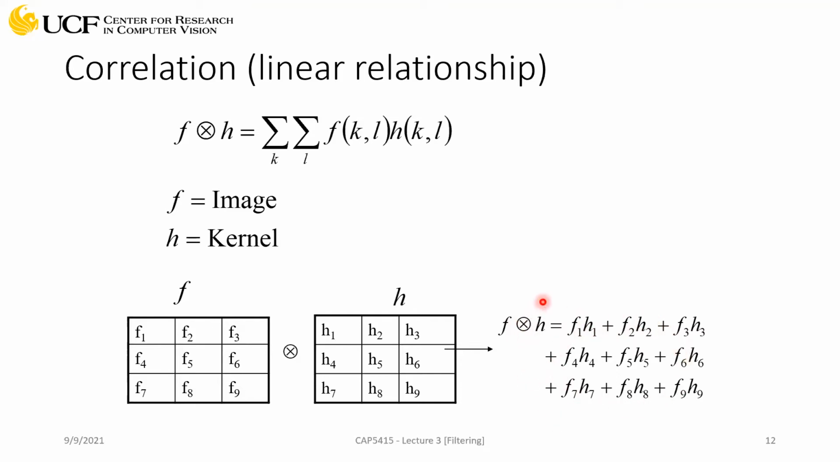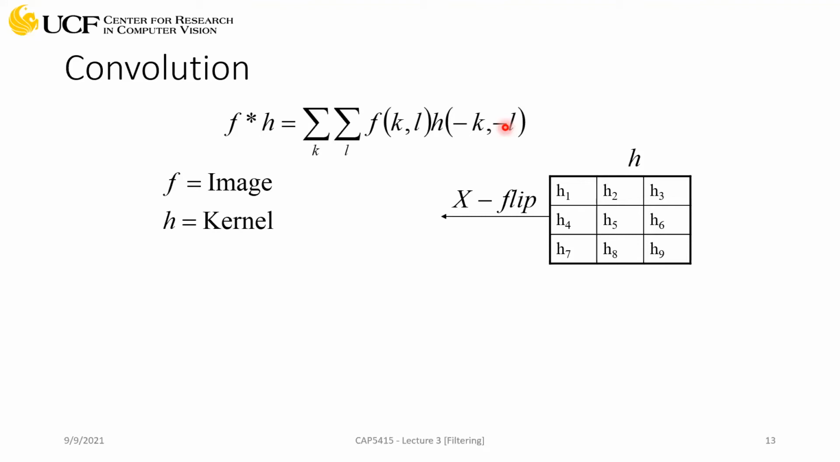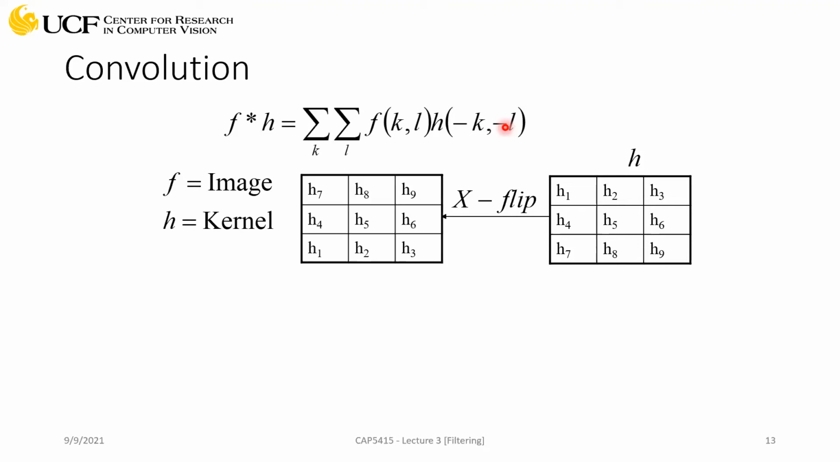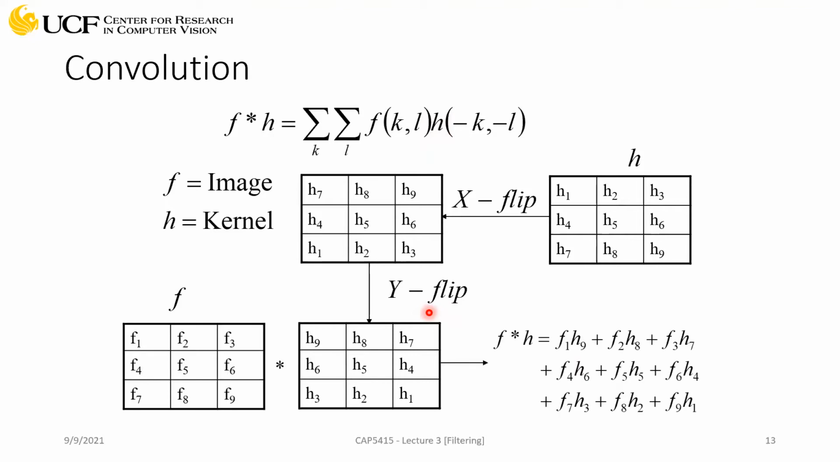So that's correlation. Convolution is almost similar. The only difference is you reverse your kernel, so you put a negative here. If you do an X flip and a Y flip, which is a flip in the X direction and a flip in the Y direction of this kernel, then essentially it's correlation. Then you can use the same formula. Exactly the same thing, right? You just have to flip your kernels because of these negative signs. Otherwise, correlation and convolution are doing the same thing.